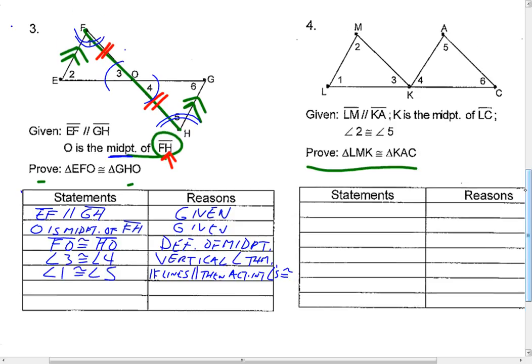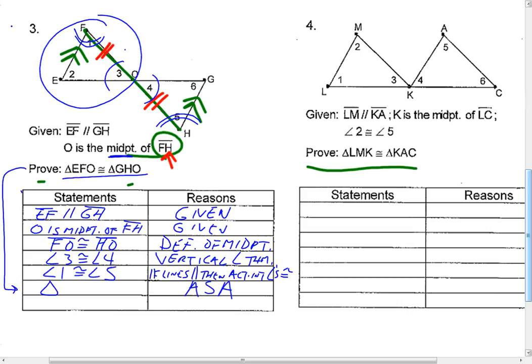Look at my markings and focus on just one triangle. What do I have? Angle, side, angle. And all I'm trying to prove for this one is 2 triangles again. Triangle EFO congruent to triangle GHO. In your own words, what does this mean? Triangles are congruent. In your own words, what's another word for congruent? They're exactly the same, they're identical.